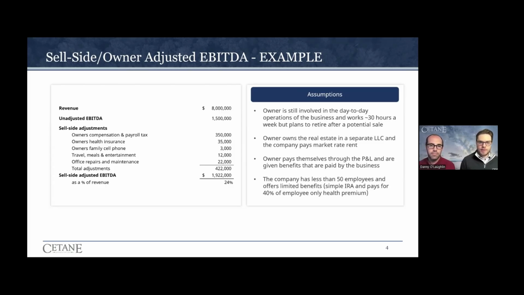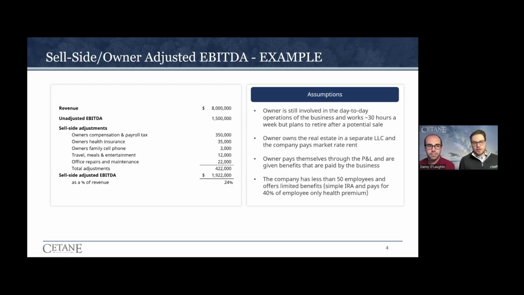And so, as I'm going through my P&L, given that context, what can I add back in this sell side owner adjusted EBITDA? So the first thing would obviously be my salary and payroll tax, because I am planning to retire after this sale. So therefore a buyer wouldn't have that salary and payroll running through the P&L once I'm gone. And then the same thing with my health insurance and then the family cell phone plan. These are all benefits that I am giving myself and running through the business that once I'm gone, a buyer wouldn't expect to have these expenses going forward.